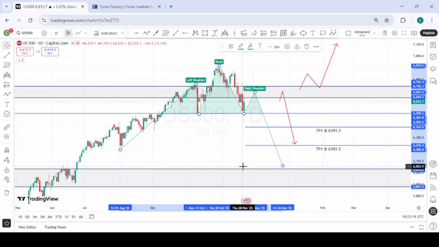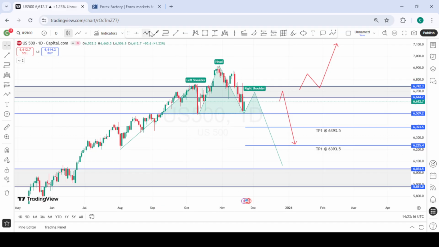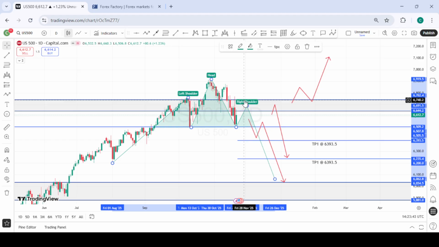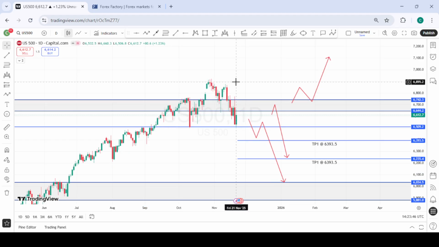So what we can do is wait for price to react from this right shoulder, then break the neckline of this whole head and shoulder formation. Then we look out for a possible retest into the neckline and take ourselves from there to the downside. So we are very bearish on S&P 500 for now. This can only be invalidated if price breaks above this zone and clears these highs. Then we'll consider the S&P 500 bullish. Until then, we are very bearish for now.